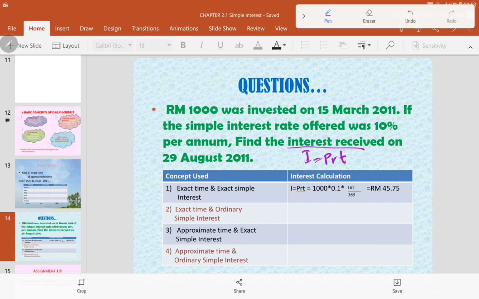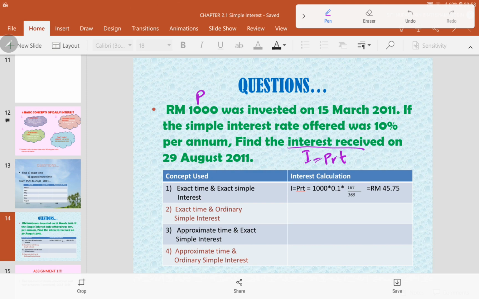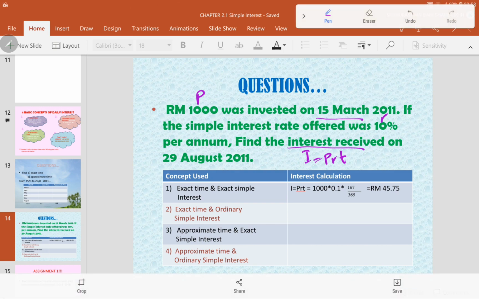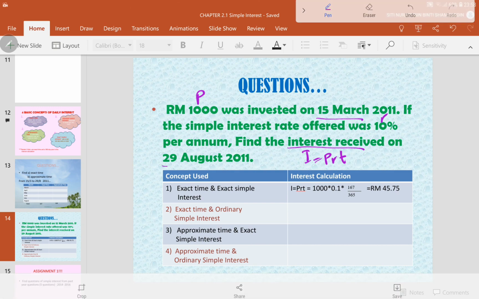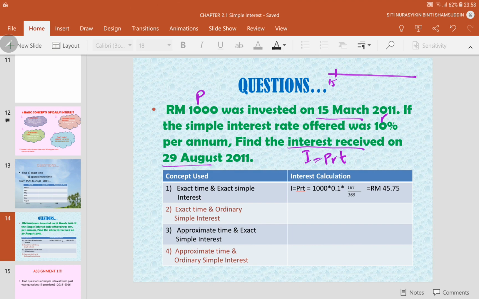So P, kita dah ada 1,000. So this is your P. R pun dah ada. R is 10%. What about T? Do you have T? Tak ada lagi. Tapi awak ada dua tarikh yang berbeza, which means tarikh dia invest 15 March dan tarikh dia nak tengok future value dia is on 29 August. Ini tarikh akhir lah.